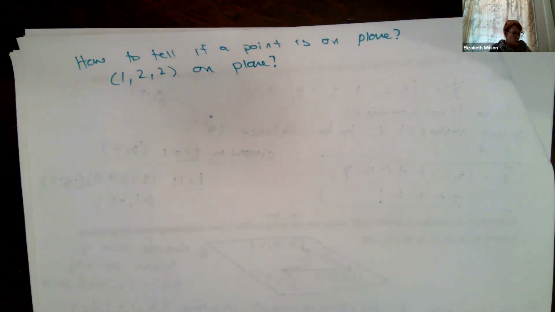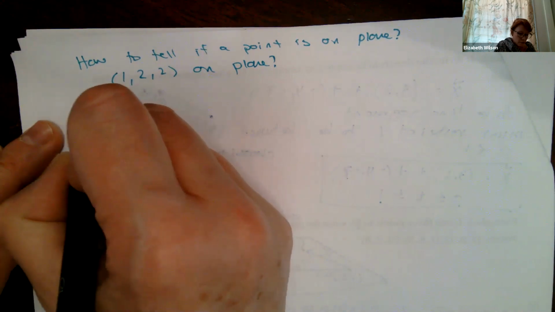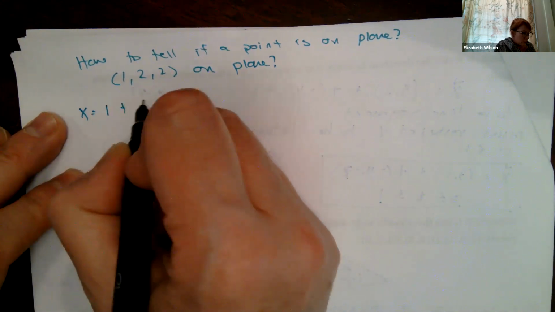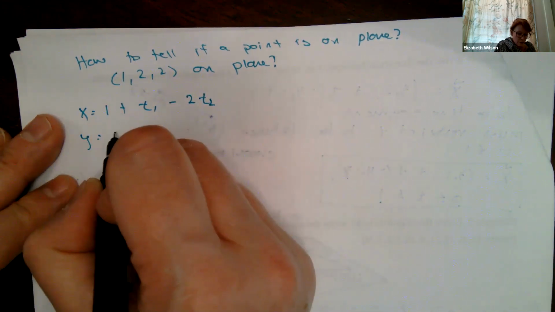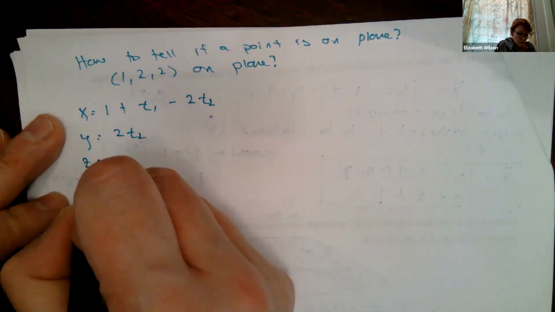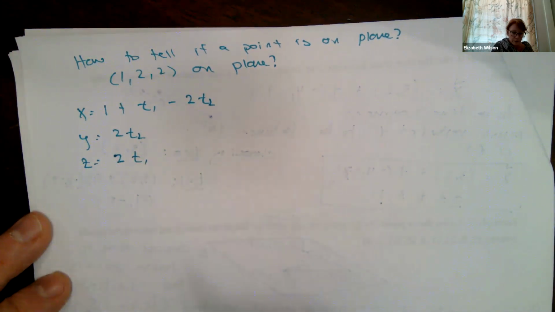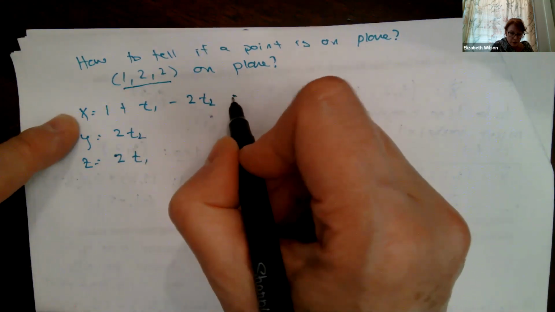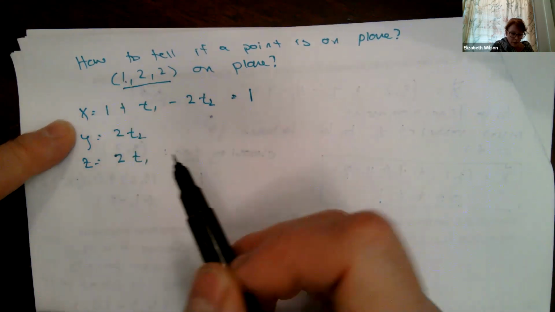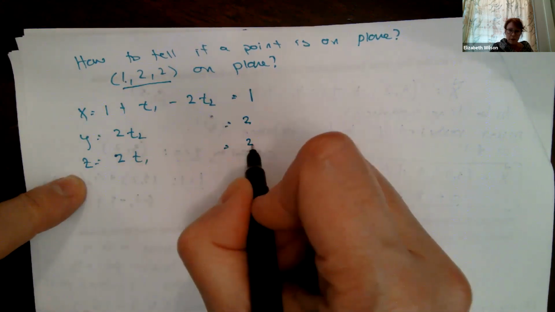Well, I don't know, but what I can do is take my equations for x, y, and z. So x is equal to 1 plus t1 minus 2 t2, y equals 2 t2, and z equals 2 t1. Now I'm going to assign the values here. So x is equal to 1, that comes from here. My y is equal to 2. My z is equal to 2.